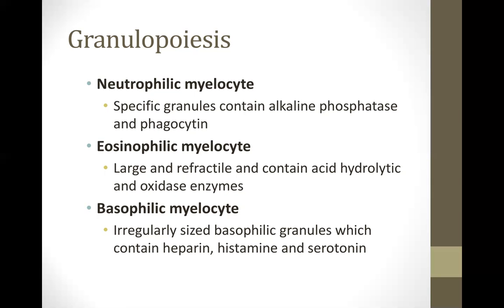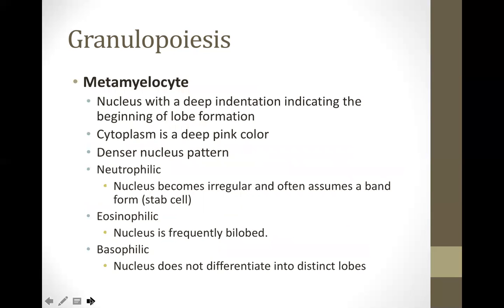Class, please memorize the specific granules contained in each myelocyte. Neutrophilic, eosinophilic, basophilic. Doc, bakit po? Kasi, mamaya, as this neutrophilic myelocyte, eosinophilic myelocyte, and basophilic myelocyte mature, gan din ang specific granules nila. Okay, what about metamyelocyte? The nucleus here, there is the beginning of a lobe formation.